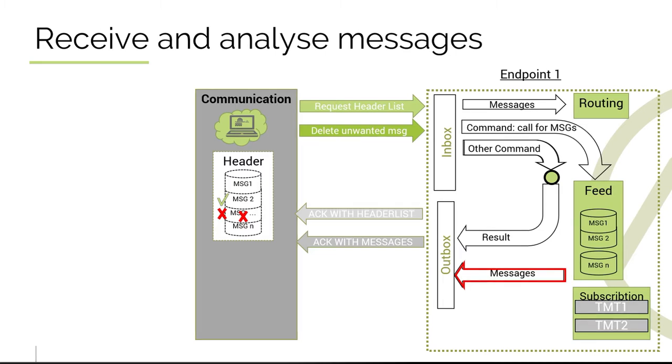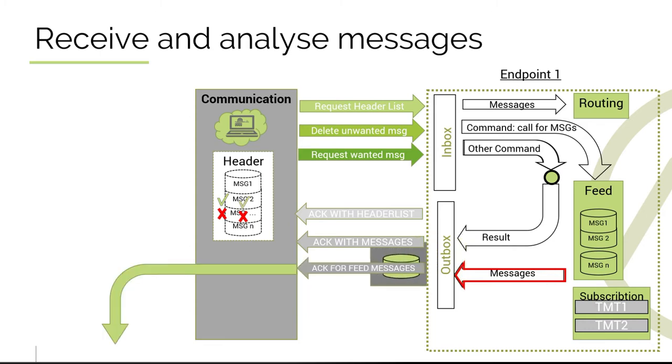So now we can request our messages that we want to have by sending a request for messages. This request is forwarded to our feed, and our feed forwards a copy of the message to our outbox. Please recognize that it is only a copy, and the data persists in the feed until the agrirouter can make sure that you really received the message.